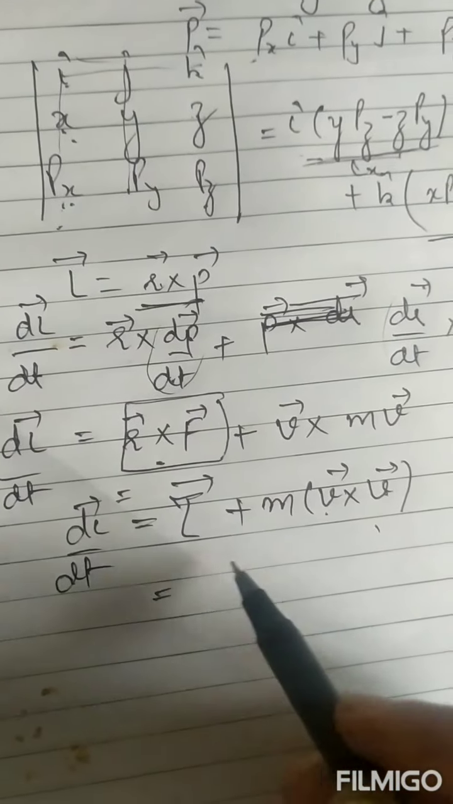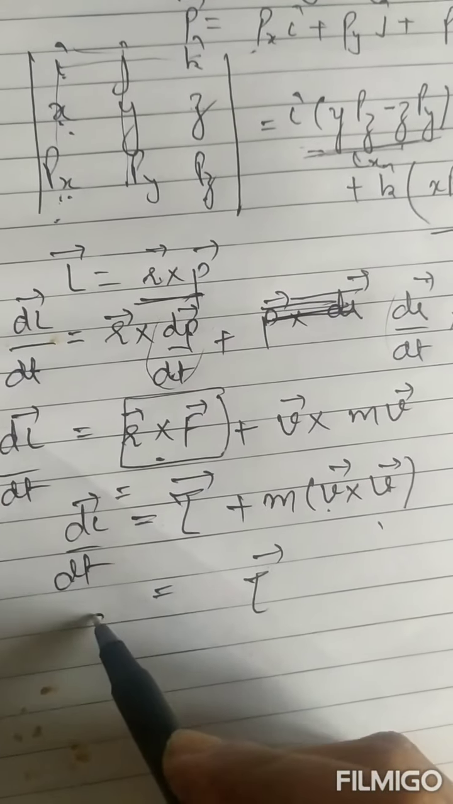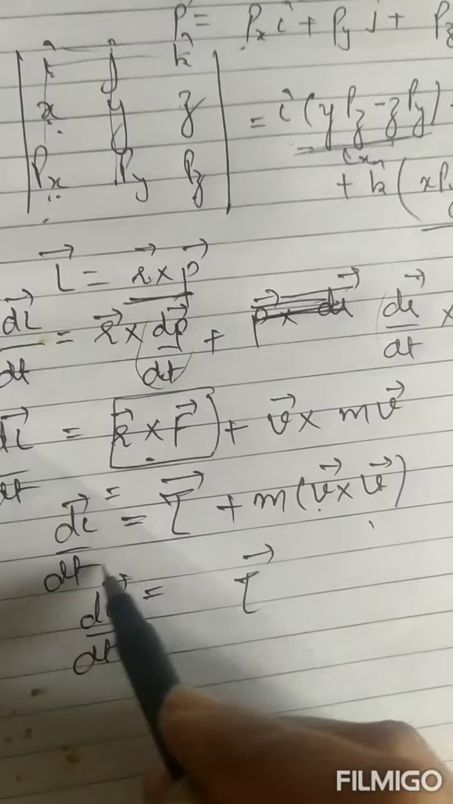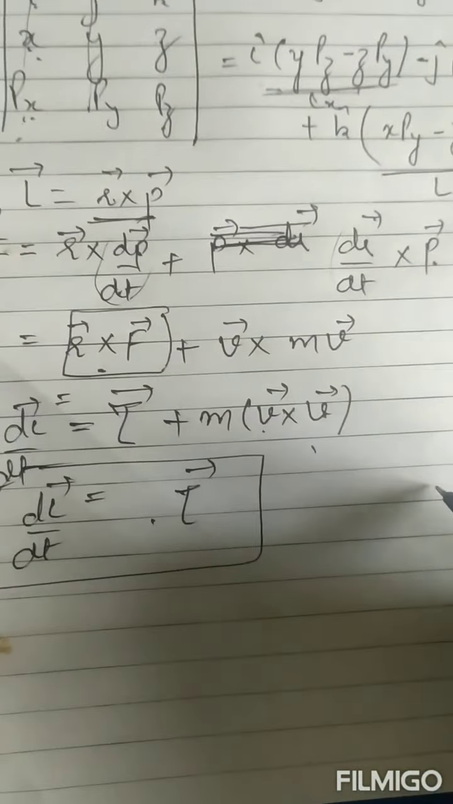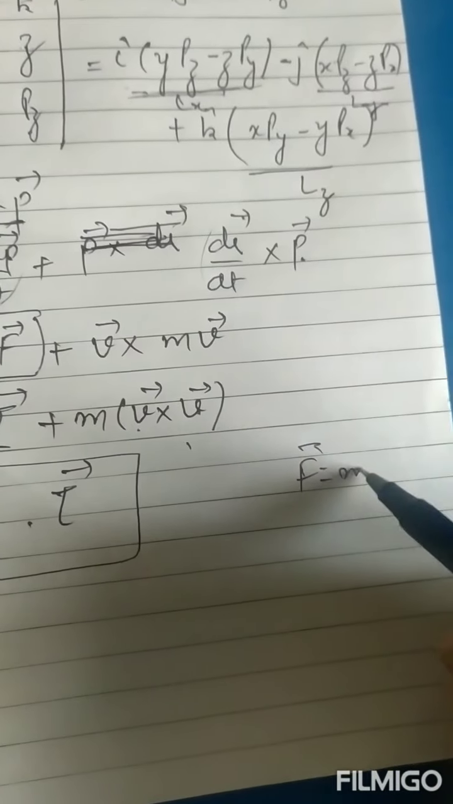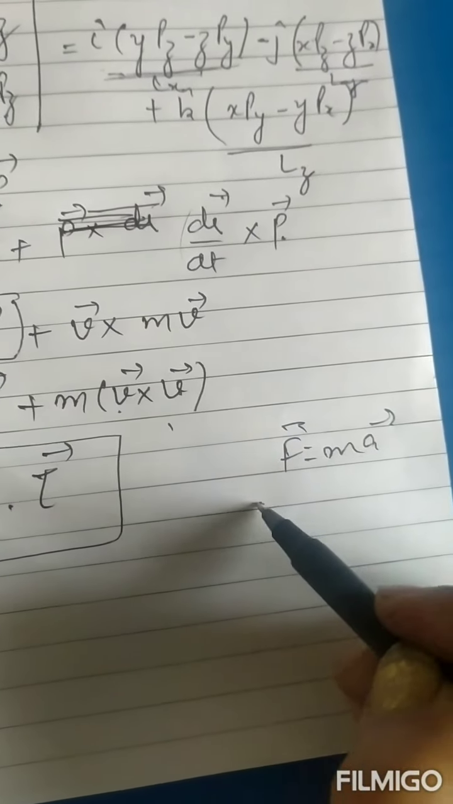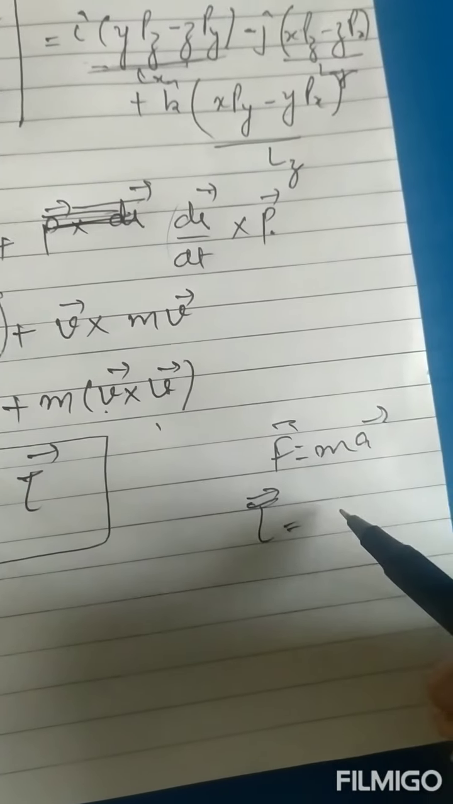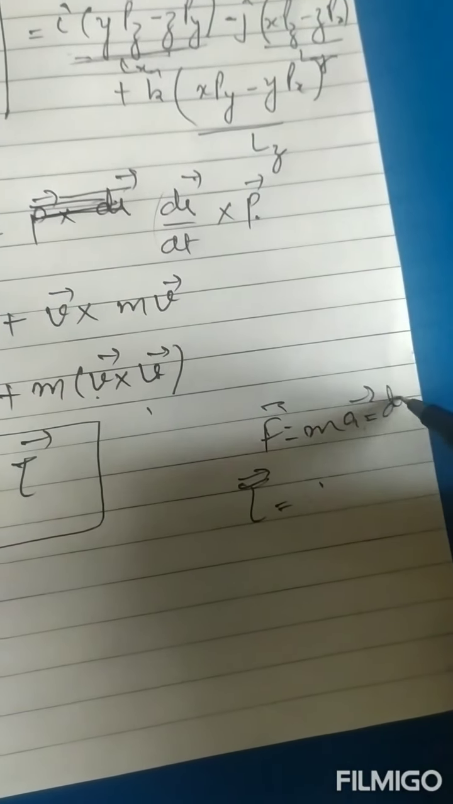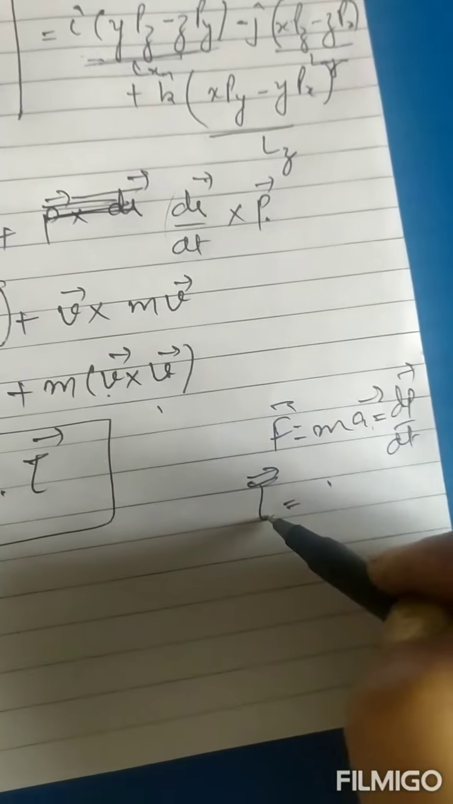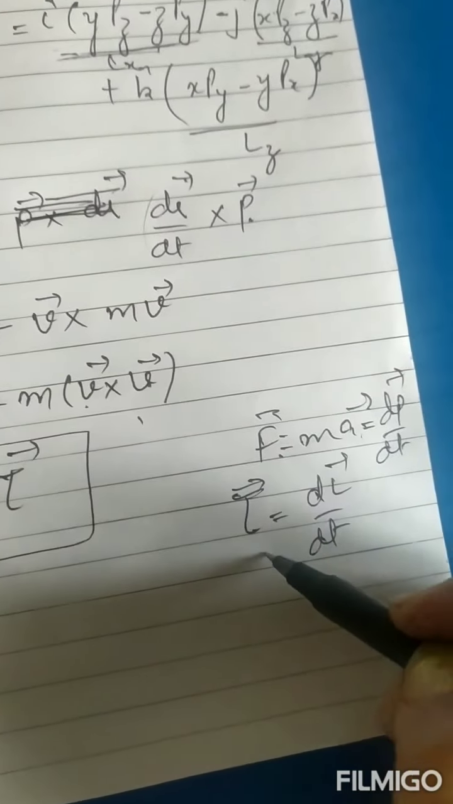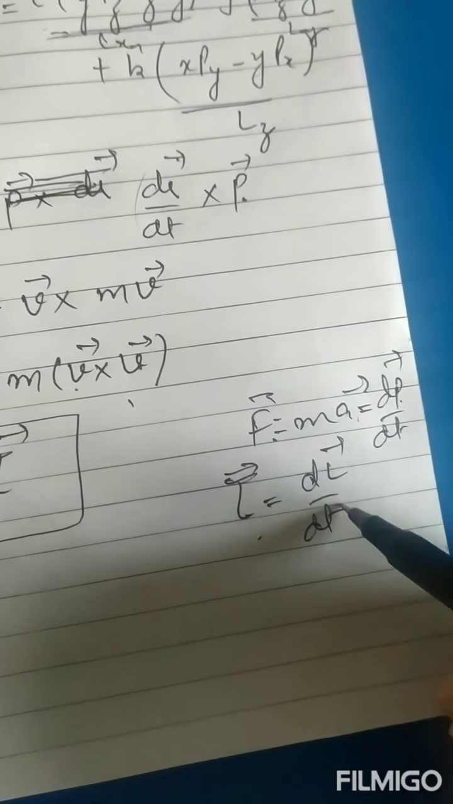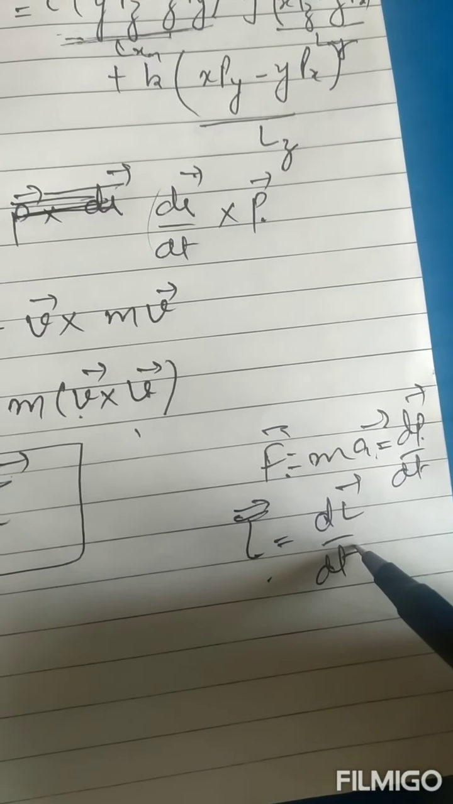This term becomes 0. So we have torque equal to dL over dt. It is the same as Newton's law in rotational motion. As in linear motion, F vector is mass into acceleration, so in rotational motion, torque is equal to dL vector over dt, just as force is equal to dp vector over dt. Force is replaced by torque, and linear momentum is replaced by angular momentum.